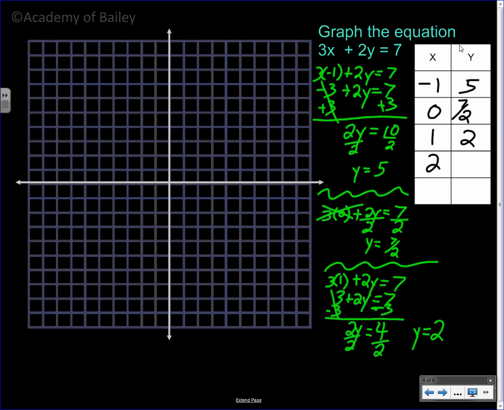And real quick, if x is equal to 2, what's y equal to? So 3 times 2 is 6. We're going to subtract 6 from both sides. So 2y is equal to 1. Divide by 2 on both sides. Y is equal to 1/2. And so you notice we have some fractions here, and we can graph fractions.